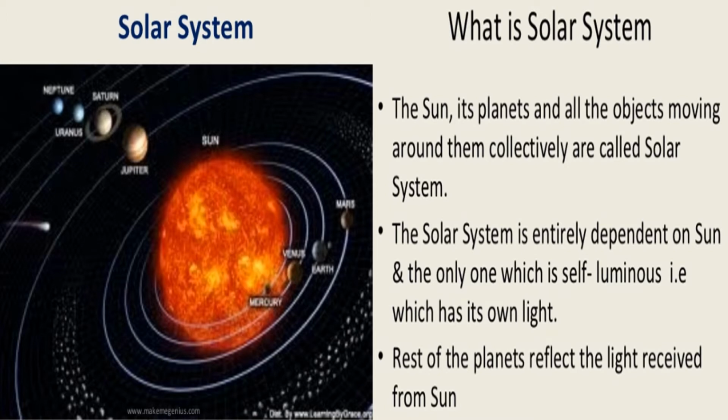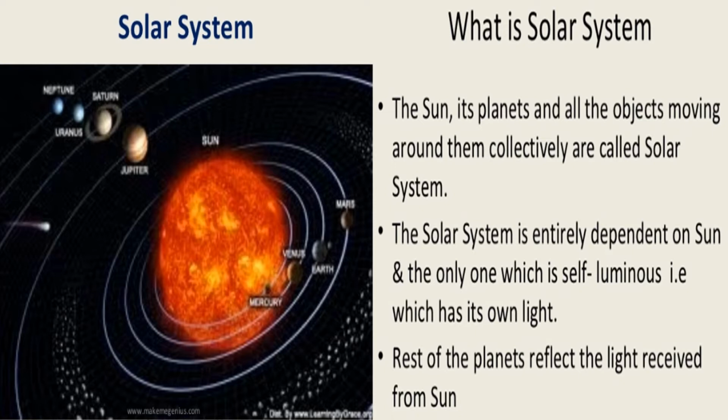Here is the solar system, a briefing of the solar system. In the solar system, the only massive power is the Sun. The things which move around the Sun are called the solar system. The Sun has a tremendous amount of energy. So number 1, the Sun, planets and all the objects moving around it are collectively called the solar system.